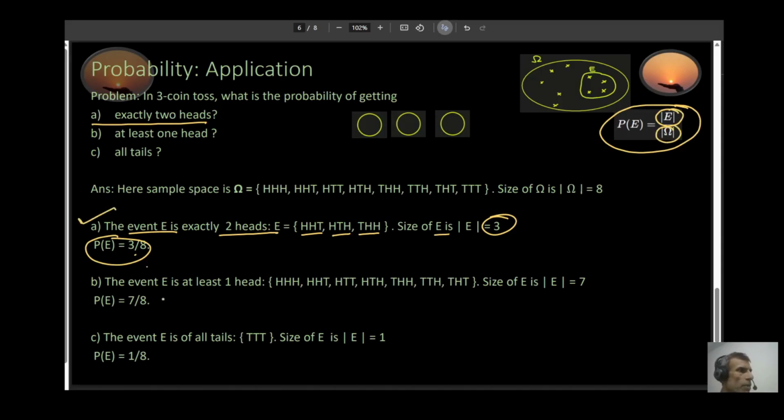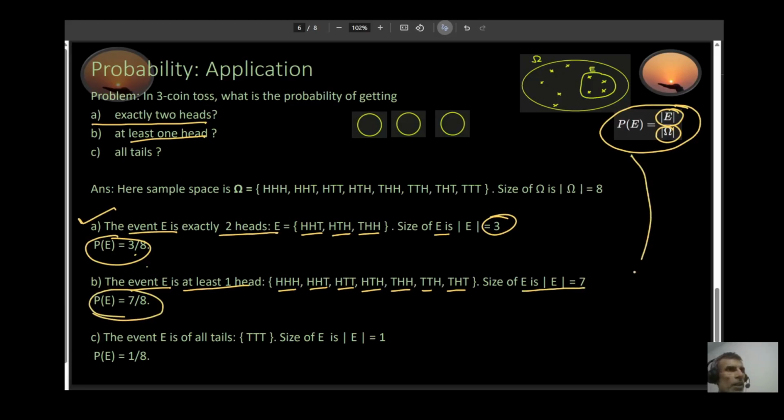Okay, what is the probability that you get at least one head? Well, the event E in this case is at least one head. What are my possible outcomes in my event E? Head, head, head; head, head, tail; head, tail, head; head, tail, tail; tail, head, head; tail, head, tail; tail, tail, head. So these are all my event E in which there is at least one head. The size of my E is 7, so the probability of E is going to be 7 over 8.